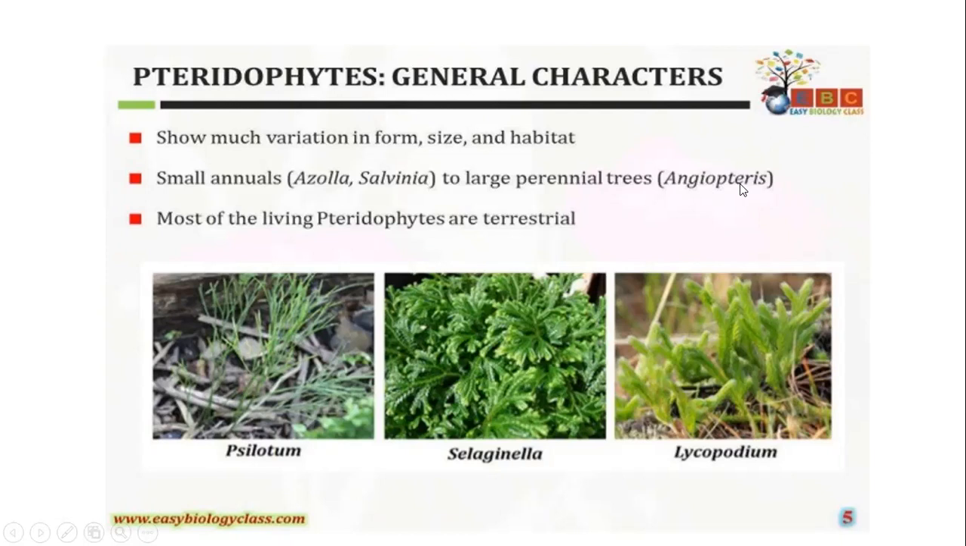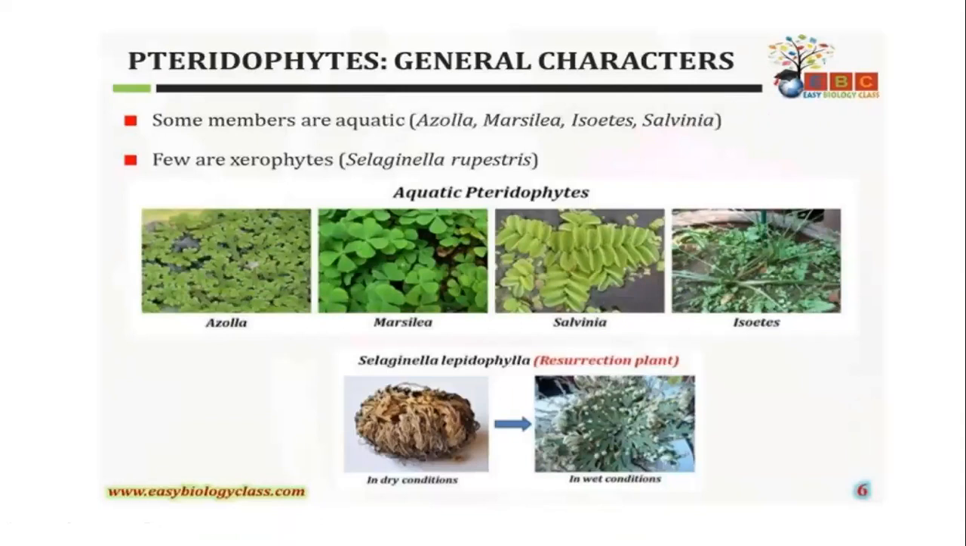Next, most of the pteridophytes are terrestrial. They are completely present on the land habitat. But there are certain members which are aquatic, for example Azolla, Marsilea, Isoetes, Salvinia. These are the aquatic pteridophytes and they grow in water. Marsilea, Azolla, Salvinia, Isoetes, even in water, these pteridophytic plants grow.